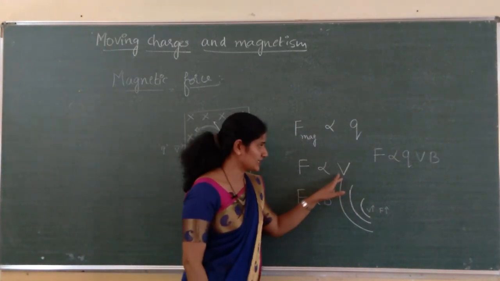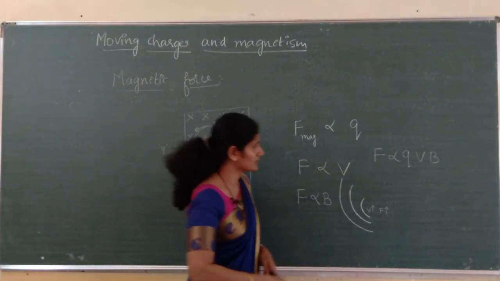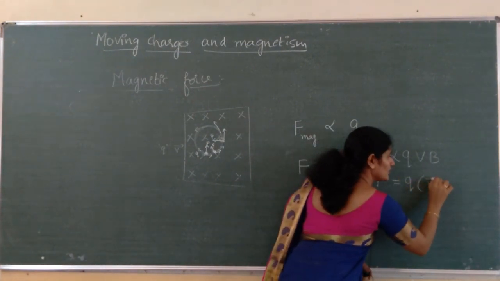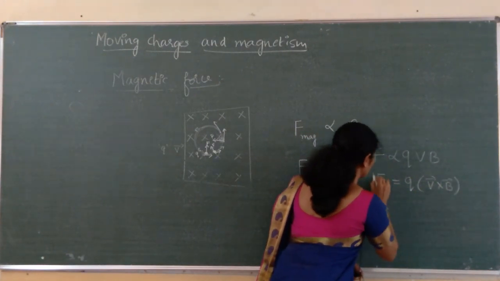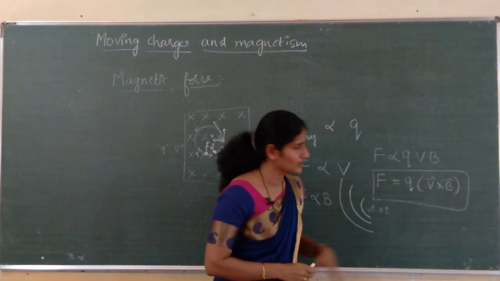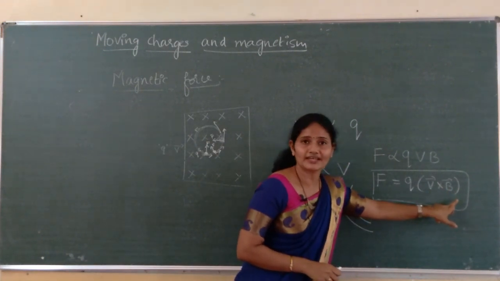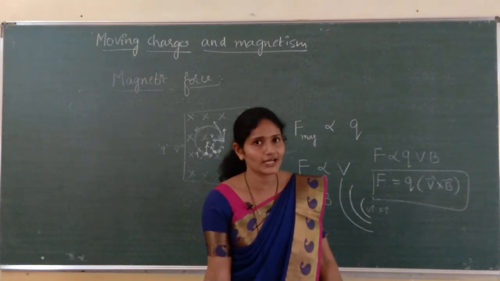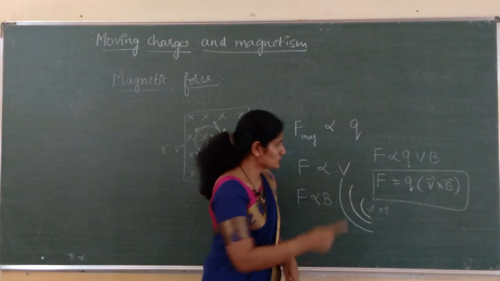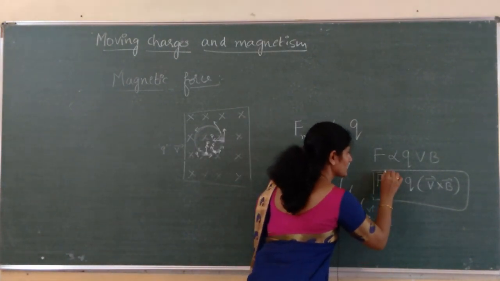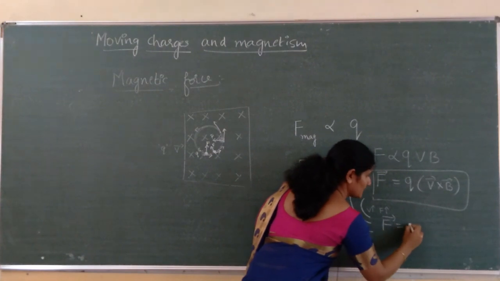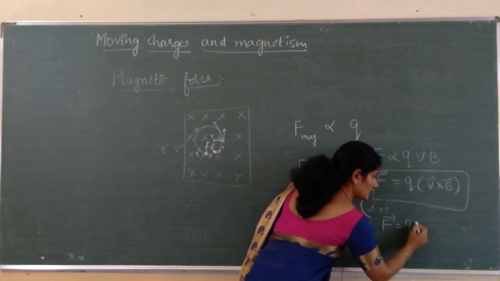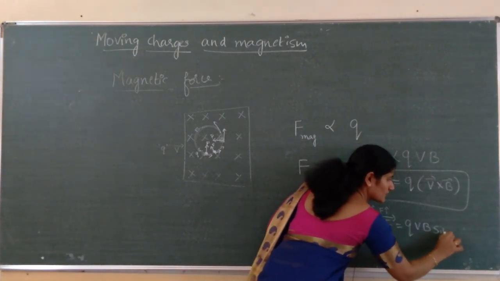But velocity is a vector quantity, and magnetic field is also a vector quantity. Therefore, you have to write F is equal to Q into V cross B. You have to take the cross product of velocity and the magnetic field. We know that for the cross product of two vectors, A cross B is equal to AB sin theta. So, here F is equal to Q, and instead of A and B we have V and B, so VB sin theta into n cap.